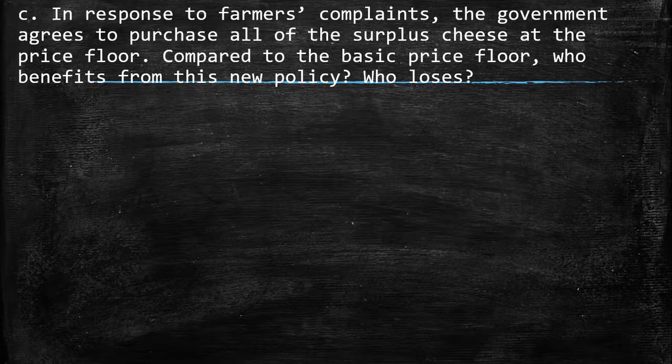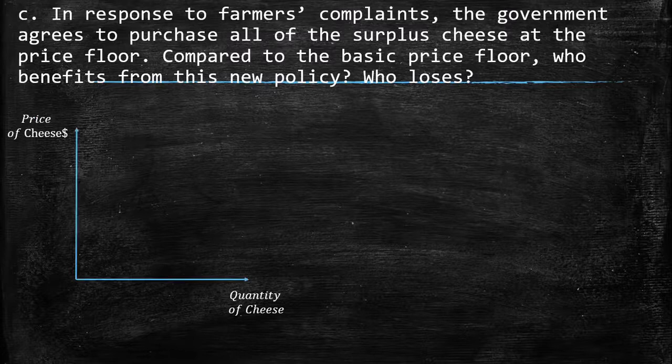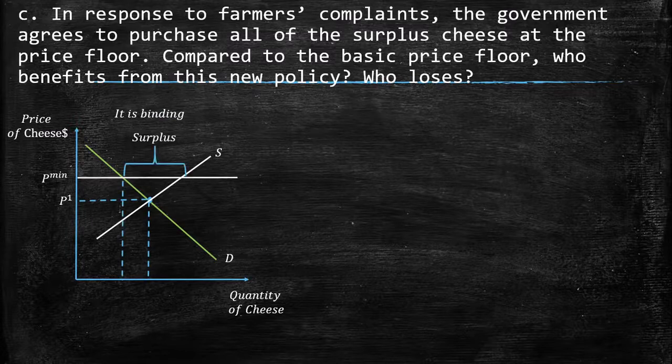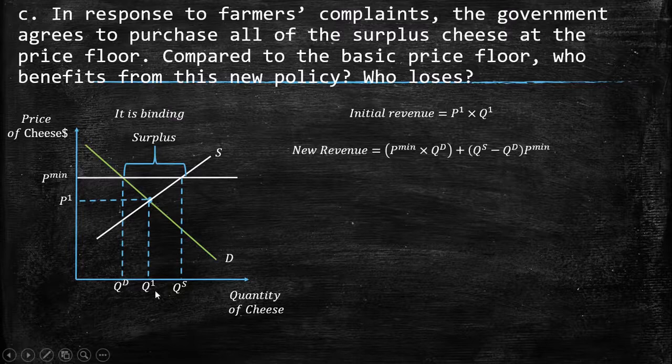C. In response to farmers' complaints, the government agrees to purchase all of the surplus cheese at the price floor. Compared to the basic price floor, who benefits from this new policy? Who loses? So here we have again the chart, which is given by the two curves, supply and demand. Here we have P1 and Q1, and the same chart. What do we have to analyze? Here the initial revenue is given by this one, P1 times Q1.